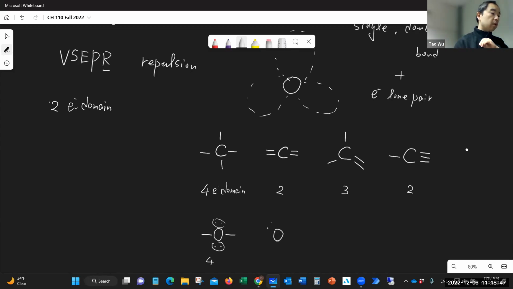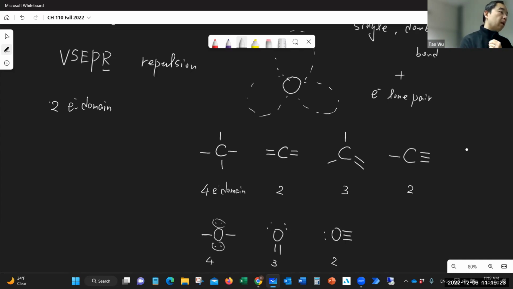And oxygen can also have something like that, right? 2 lone pairs and 1 double bond. So in this case, this oxygen has 3 electron domains. And the oxygen could also, but very rarely, have something like this: 1 lone pair and 1 triple bond. So this guy counts as 2 electron domains. Are you clear? Okay, so this is how we determine the electron domains.